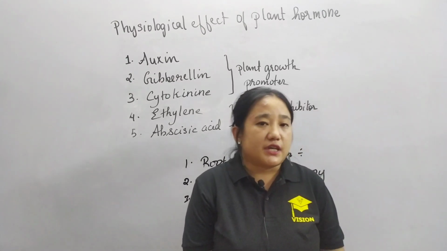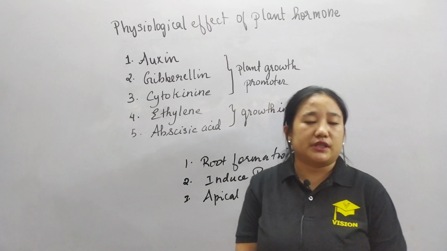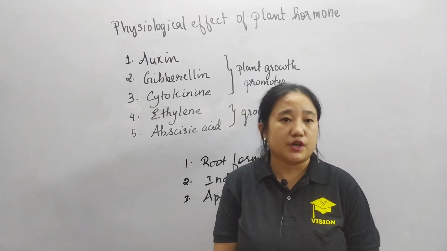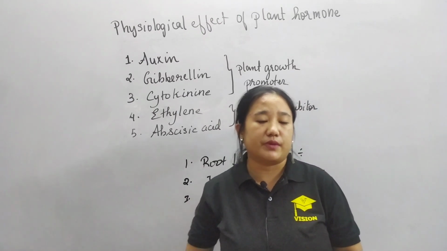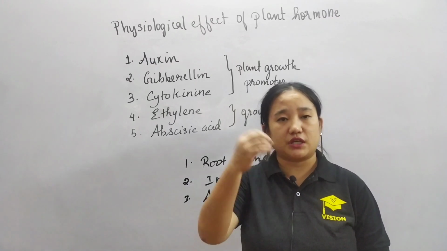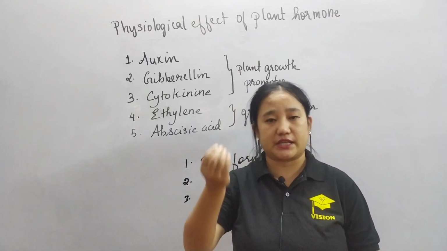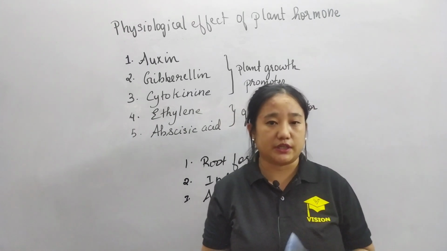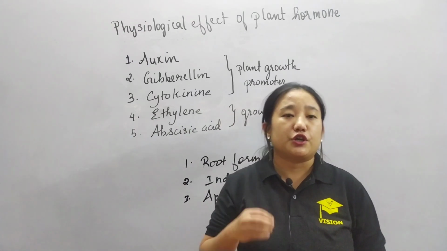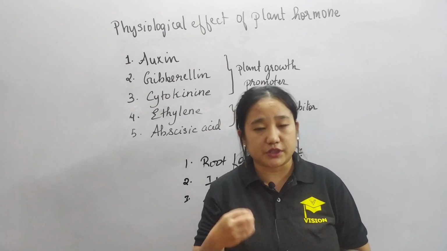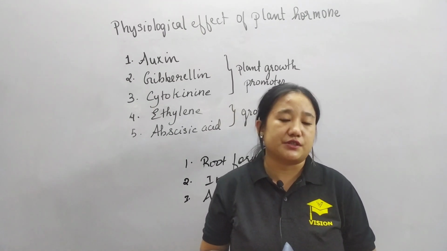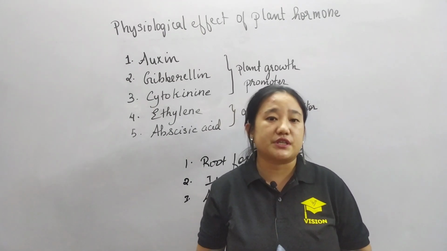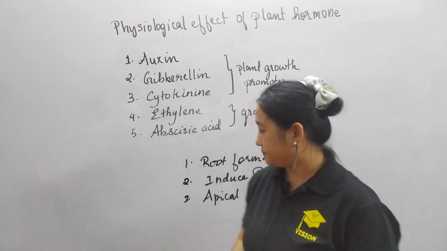Auxin also promotes apical dominance. In plants, we know that there are 2 types of bud that are produced. One is the apical buds. These apical buds promote the elongation or the increase of the height of the stem, whereas the lateral buds increase the length of the stem horizontally. When auxin is applied, it promotes the growth of the apical buds, but it terminates the growth of the lateral buds, and that brings about apical dominance.